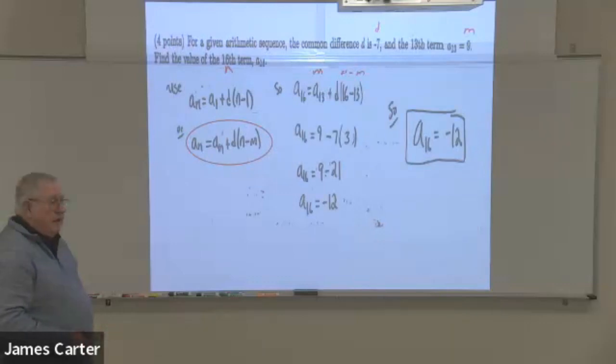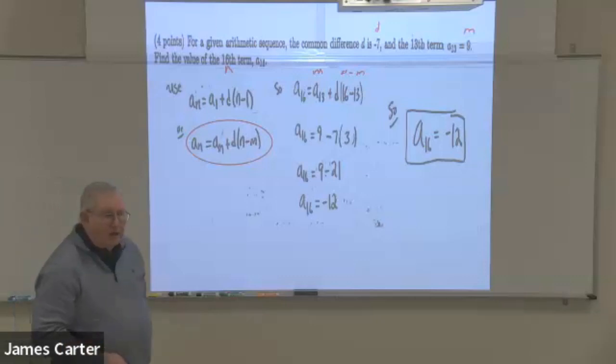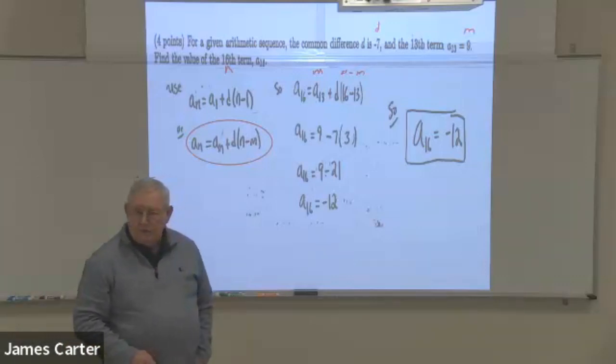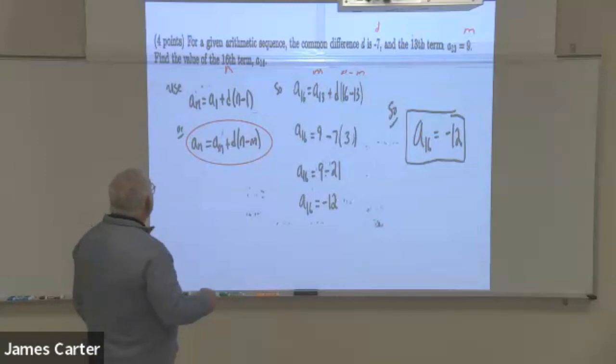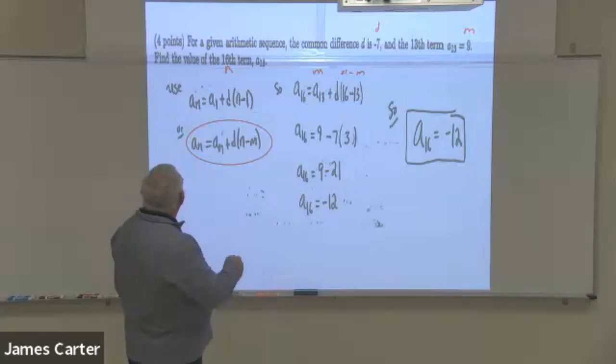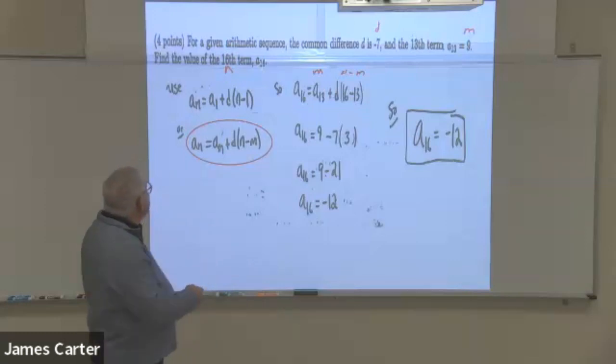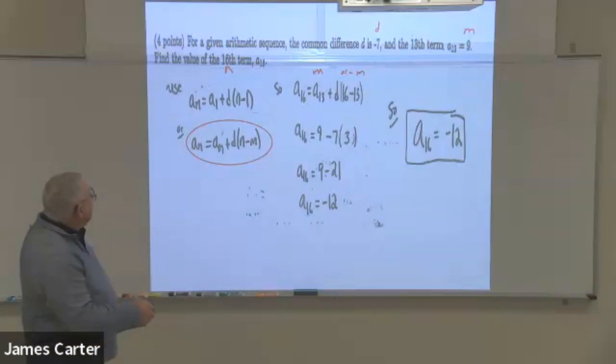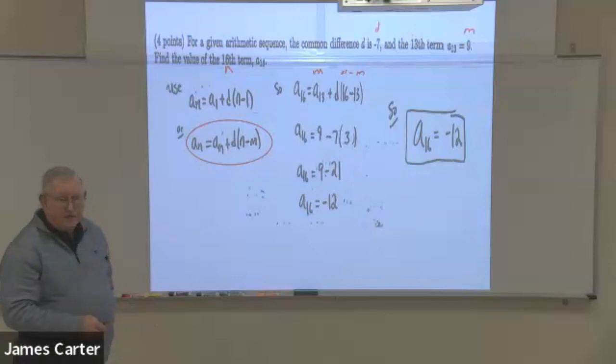Okay, this one, we're going to use that alternative formula that I had you write on page 30 and page 32. In this case, they give us the common difference. They give us this term, and they give us that term. They want us to find the 16th term, or a sub 16. They didn't necessarily give us the first term.